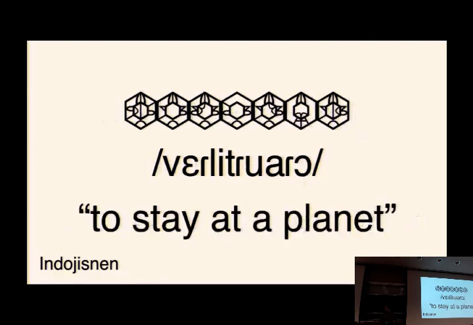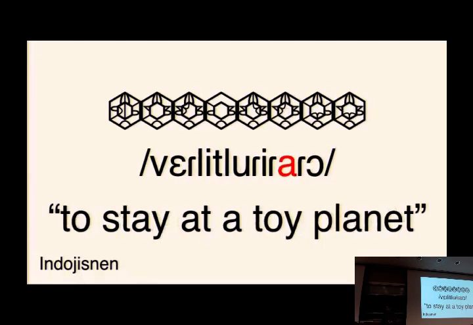This also happened with the vowel, so I wanted to show a vowel example. So verlit, verlit, Verlit ruaro, to stay at a planet. Look at the U-A. Verli luriraro is to stay at a toy planet. The little diphthong or vowel-vowel sequence just got steamrolled there, and we lost the U. It just shows up as A outside of the first two syllables.